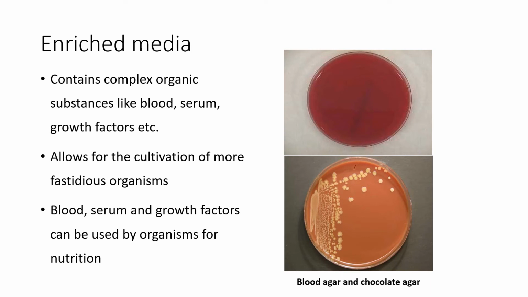Enriched media contains complex organic substances like blood, serum, and growth factors. The top picture on the right there is an example of 5% tryptic soy agar with blood, and that has sheep's blood in it as what's enriching that media. It provides a source of nutrition for the bacteria that you're trying to grow. Enriched media allows for the cultivation of more fastidious organisms, such as the agar on the bottom right image.